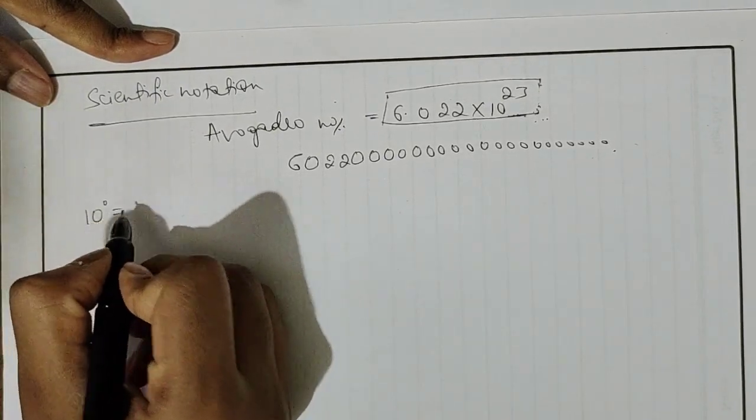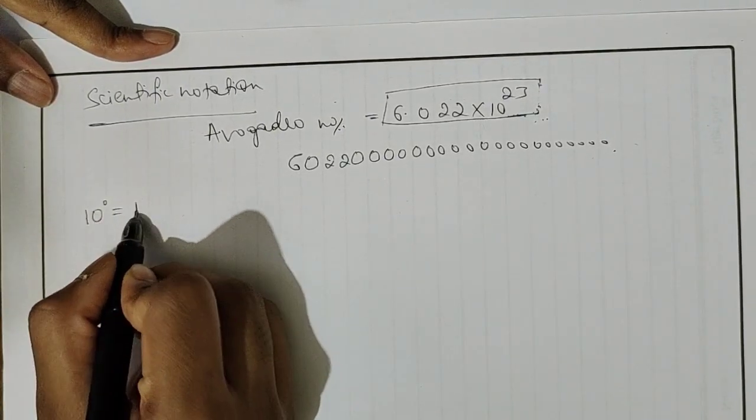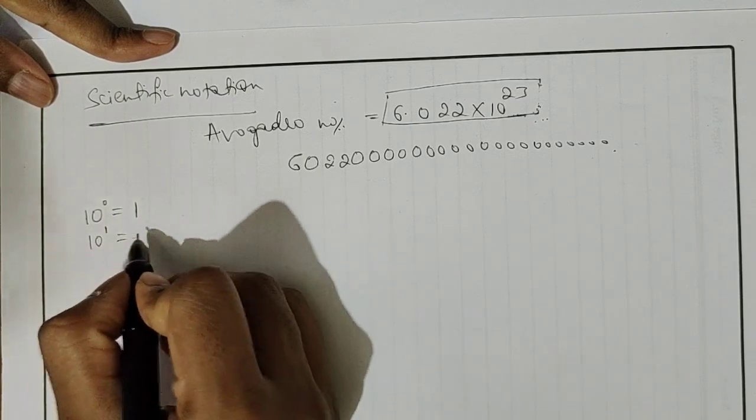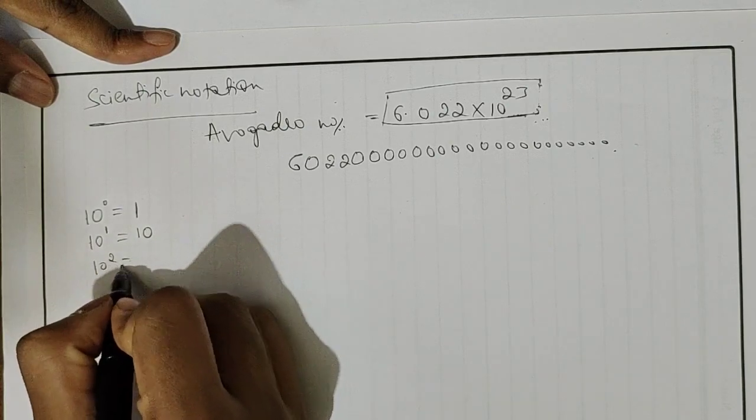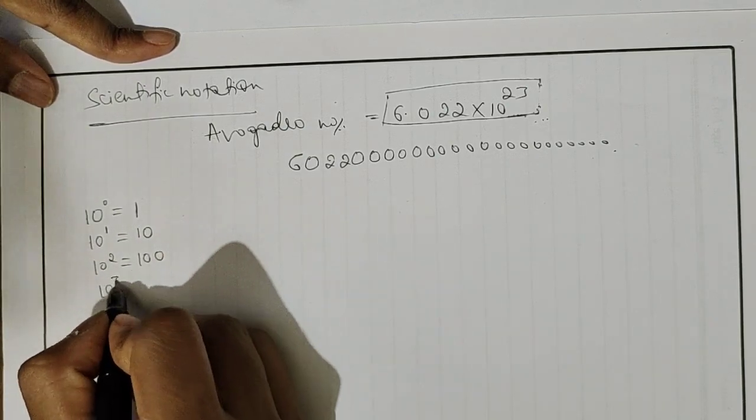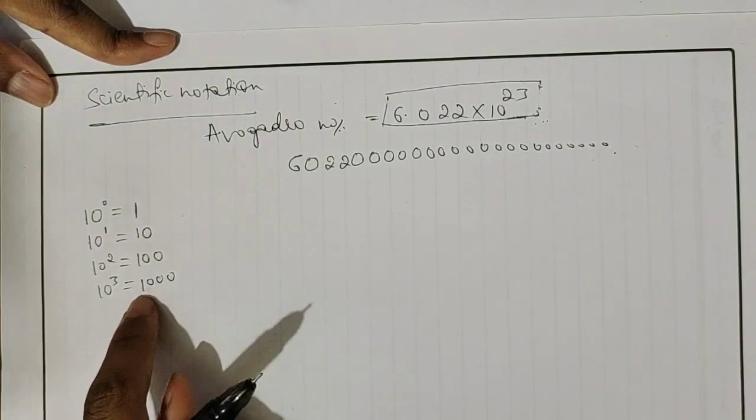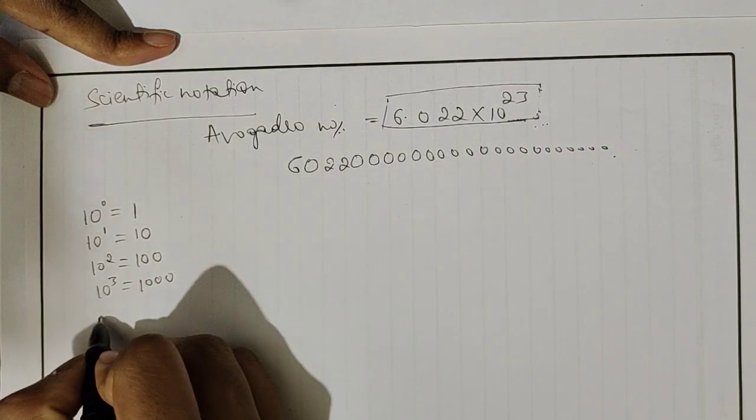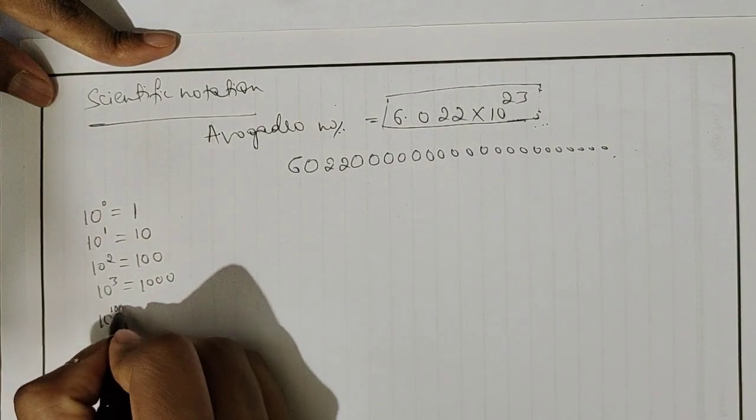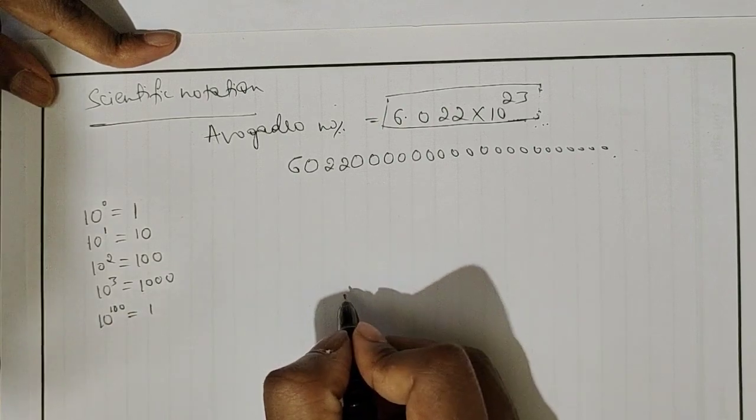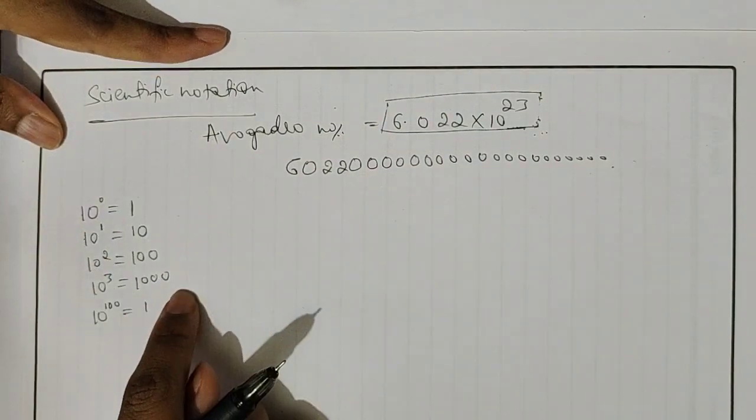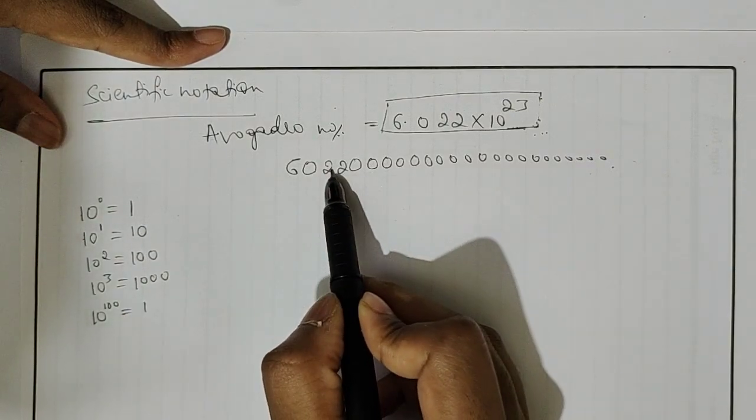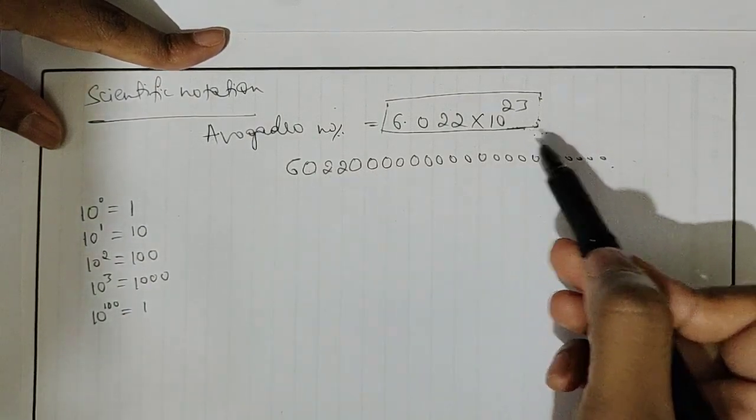Now just quickly see here. 10 to the power 0 is nothing but we have only 1 here. 10 to the power 1 means we have 1 zero followed with this number, and 10 to the power 2 means we have 2 zeros. 10 to the power 3 is nothing but 3 zeros. And for example, 10 to the power 100 means what? After 1, how many zeros do I need to put? 100 zeros I need to put. So this is the scientific notation. Now here listen, 6.022, we have so many zeros here.